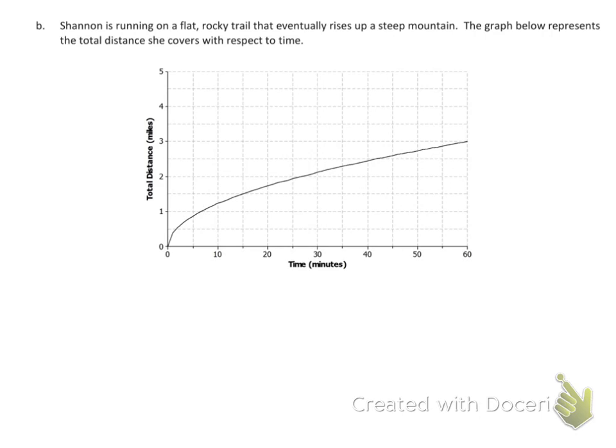In the second graph, part B, Shannon is running on a flat, rocky trail that eventually rises up a steep mountain. The graph represents the total distance she covers with respect to time. So once again, this is clearly nonlinear because we can see the curve of this function. But again, we're graphing the same quantities, time and distance. And she's running. But notice nowhere does it say that she's running at a constant rate.